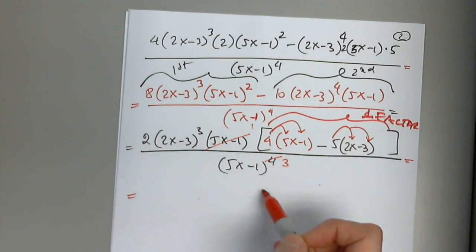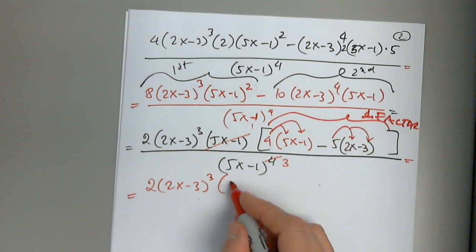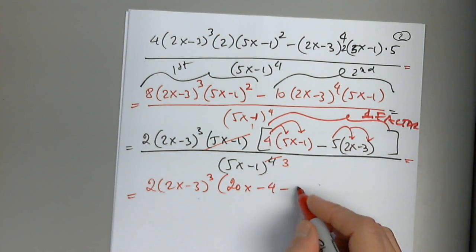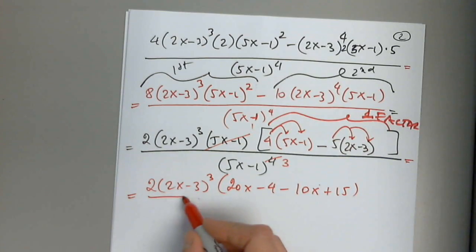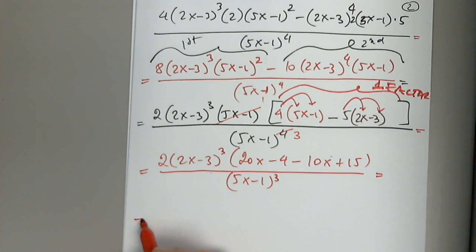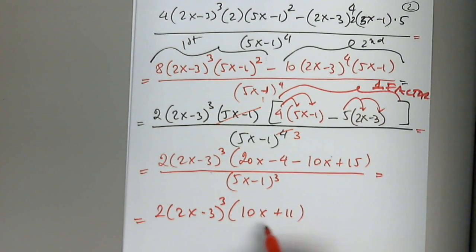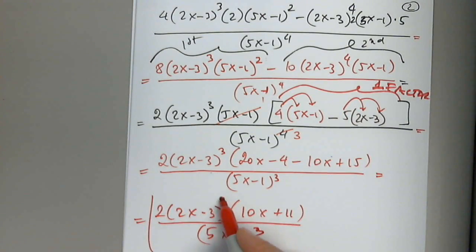So I already simplified this. I copy 2. I copy 2x minus 3 to the third. Inside I have 20x minus 4 minus 10x plus 15. Close the parenthesis. I no longer need a bracket. 5x minus 1 to the third. So 4 times 5x. 4 times negative 1. Negative 5 times this. Negative 5 times this. So 20x minus 10x is 10x and plus 11. And no one can further simplify this in any way, shape, or form. This is it.